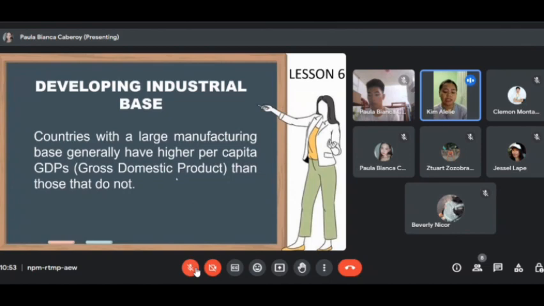Just like the United States and Japan, they develop an industrial base so they largely restrict imports. So we all know that Japan's manufacturing industry is the driving force that has supported the Japanese economy to the extent that they became the third largest economy in terms of GDP and they are one of the manufacturing superpowers.